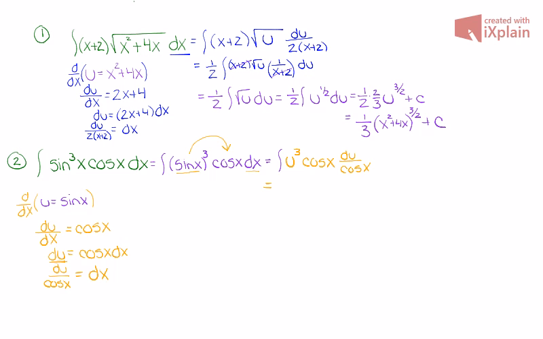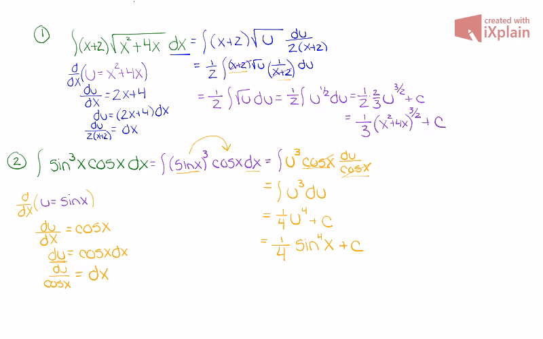And again, just like in our example before where the x plus 2 and the x plus 2 canceled out, our cosine of x and our cosine of x are going to be canceling out. So I'm left with the integral of u cubed du. Add 1 to the power, and then divide by that new power, and don't forget your constant of integration. We're going to revert back to our term of x, so we have sine of x to the 4th power, or sine 4 of x plus c.